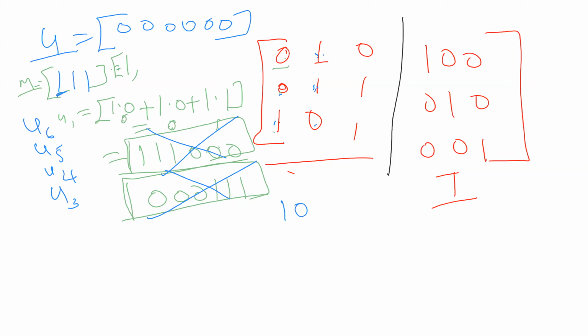Am I correct? Let's say 1 times 1 plus 1 times 1 plus 1 times 0. This is equal to 0. Okay, that's correct. Then the second one is 0 plus 1 plus 1, which is 0. The third one is 1 plus 0 plus 0, which is equal to 1. And the fourth one is, which is 1, 2, 3. So the fifth one is 0.